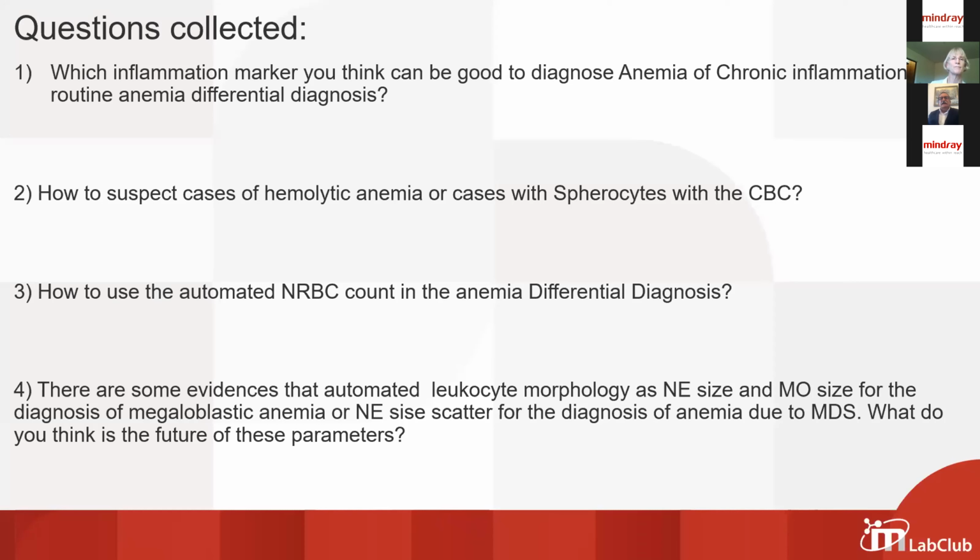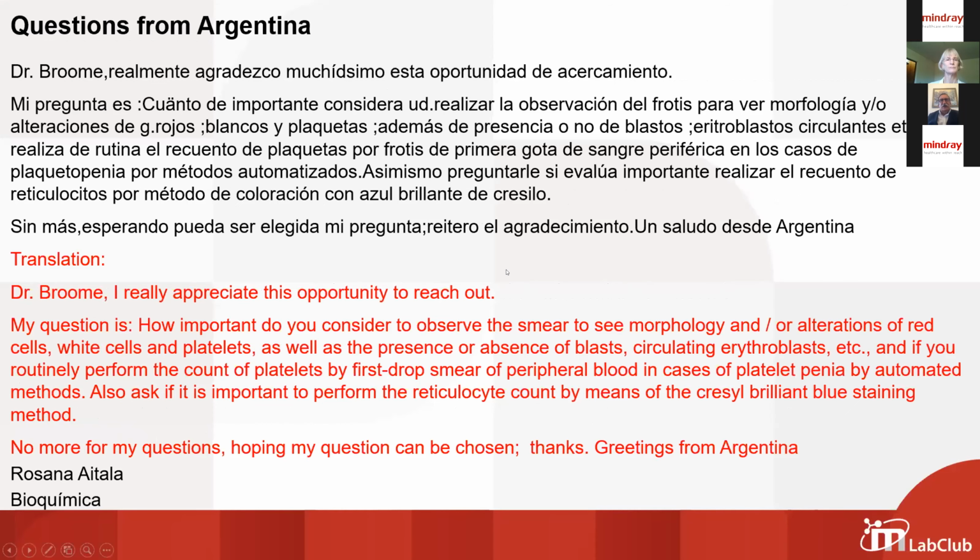Okay, the next question comes from Argentina. How important do you consider it to observe the blood smear to see morphology and or alterations of red cells, white cells, and platelets, as well as the presence or absence of blasts and circulating erythroblasts? The point is, there are more than 40% anemias in a hospital setting every day. How many slides do we have to do to see the red cells for the differential diagnosis of anemia?